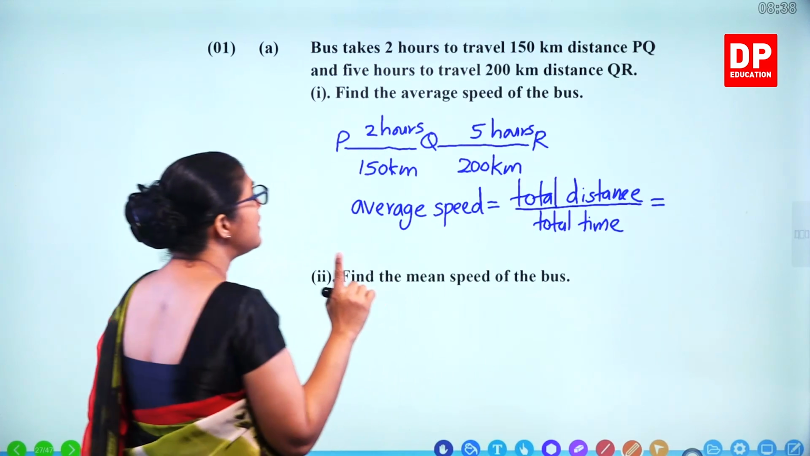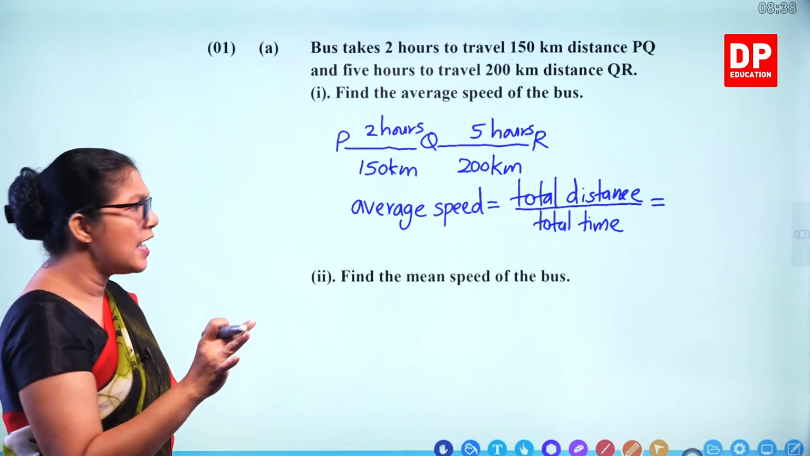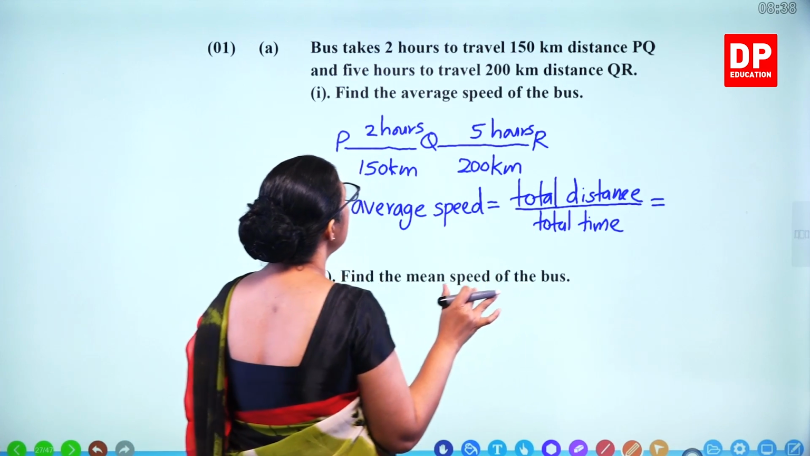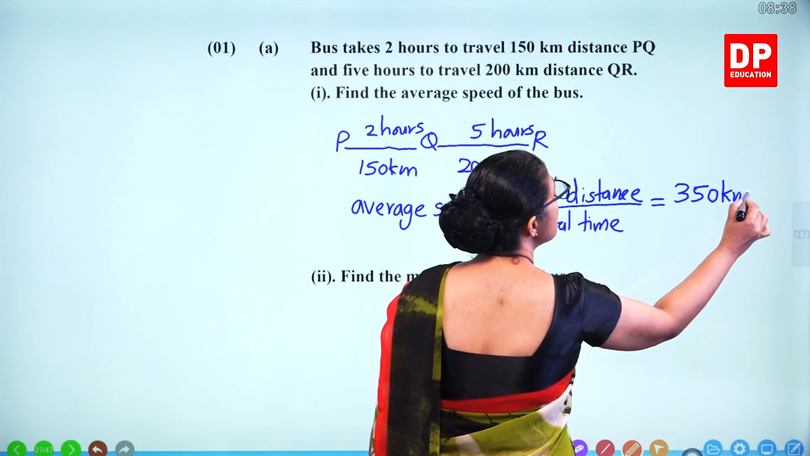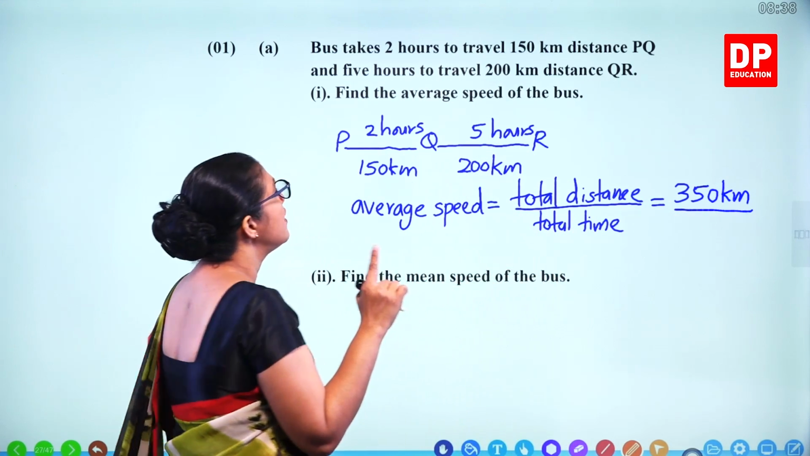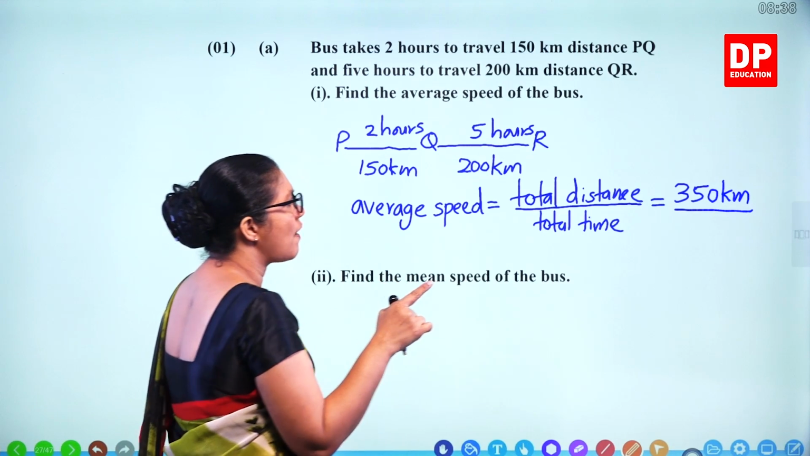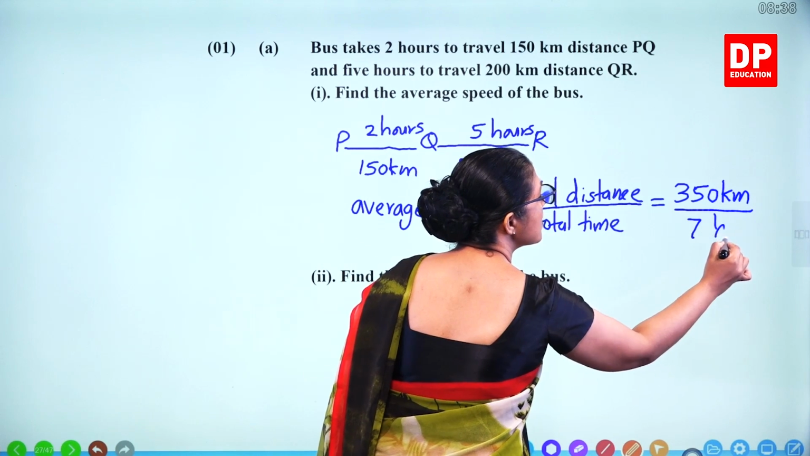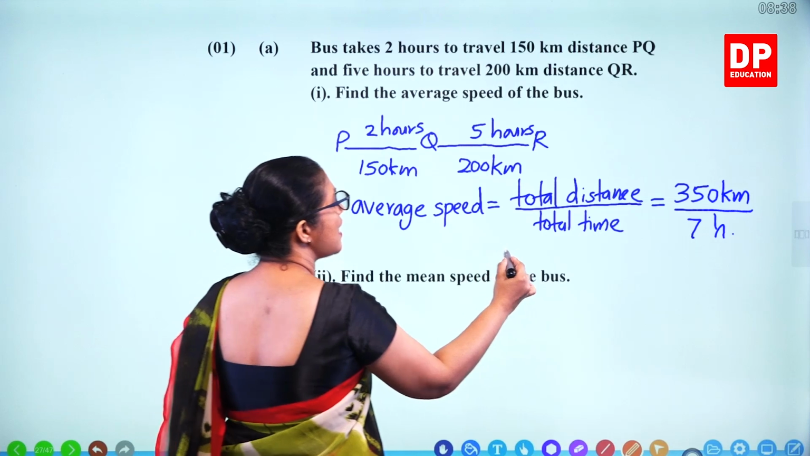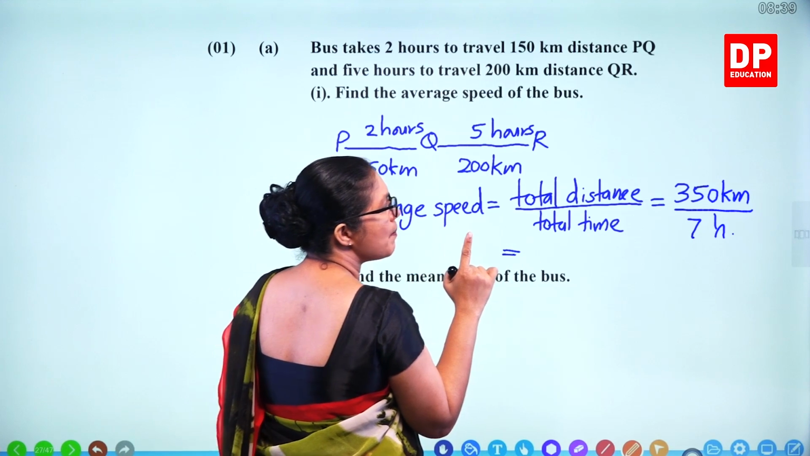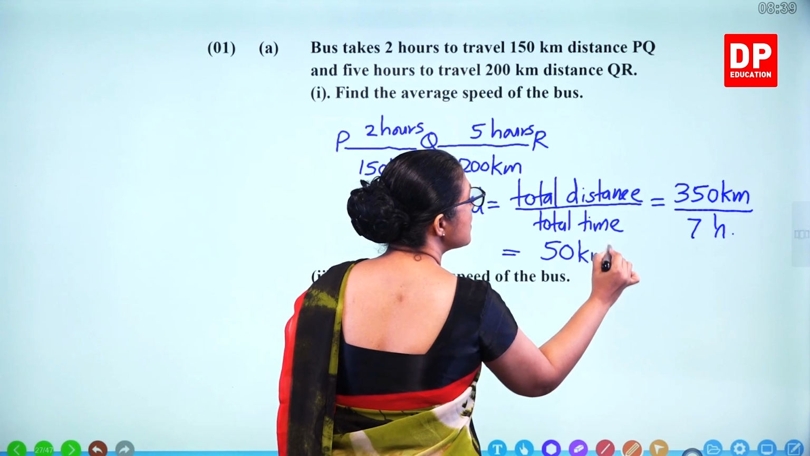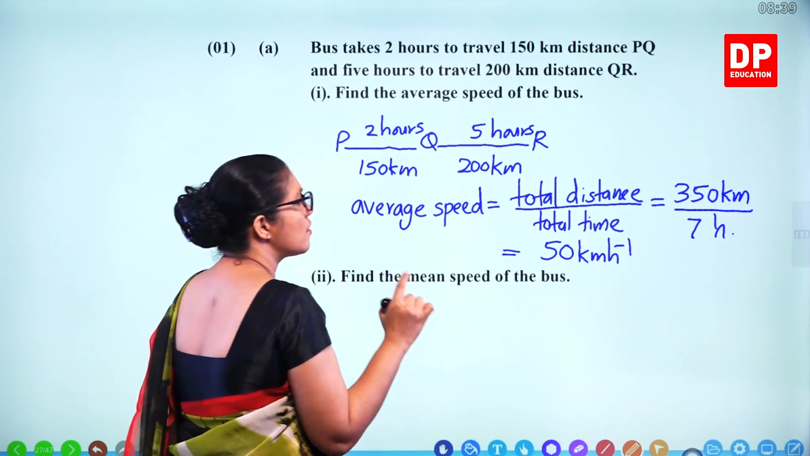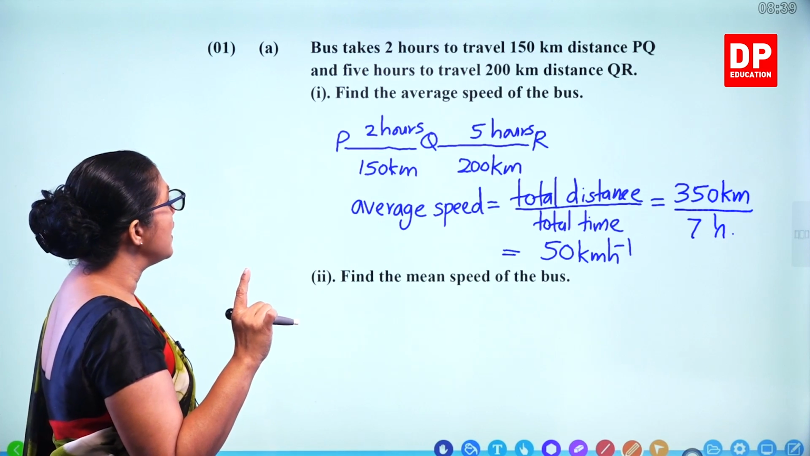So what's the total distance? 150 plus 200, you get 350 kilometers. What's the total time taken? 2 plus 5, 7 hours. So what's the average speed? Divide by 7, you get 50 kilometers per hour. So that's the average speed.